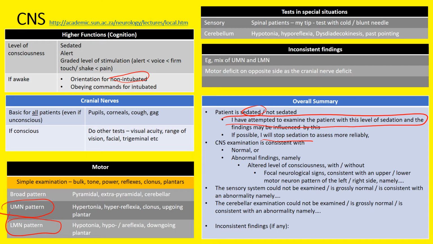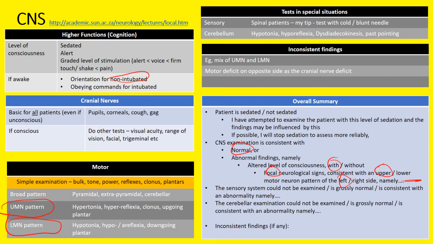Okay, something like that. Give an overall summary, and then you say, CNS examination is normal, or it is clearly abnormal, with altered level of consciousness, with focal neurological findings, with an upper motor neuron pattern of the left side, which is these findings, and that means I think he has a left-sided hemiplegia or something like that.